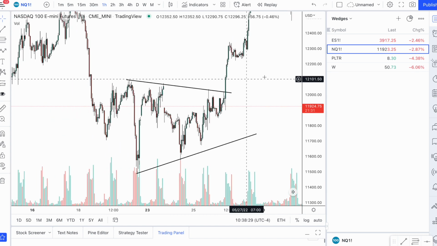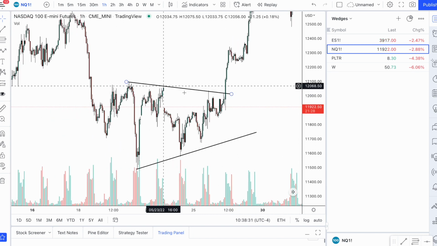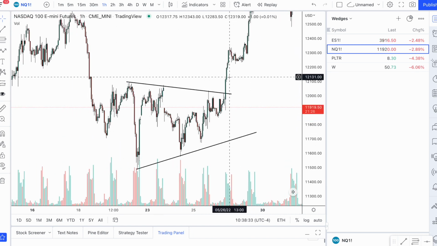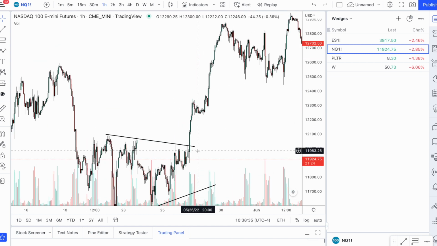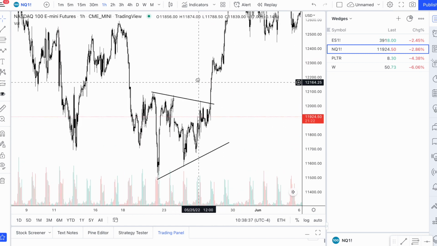And that's when you want to take the trade, once price breaks out of this trend line, out of this wedge. That's when you want to take the trade in that direction. You can see price exploded and never looked back.